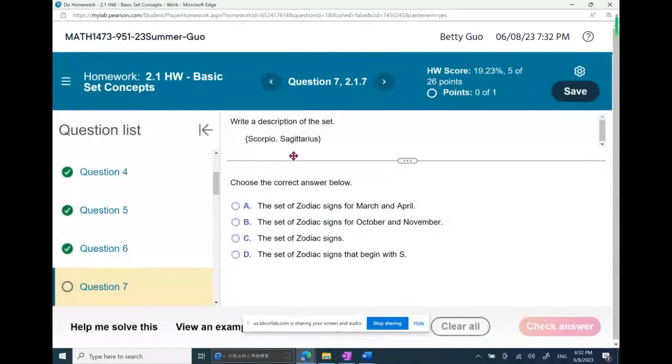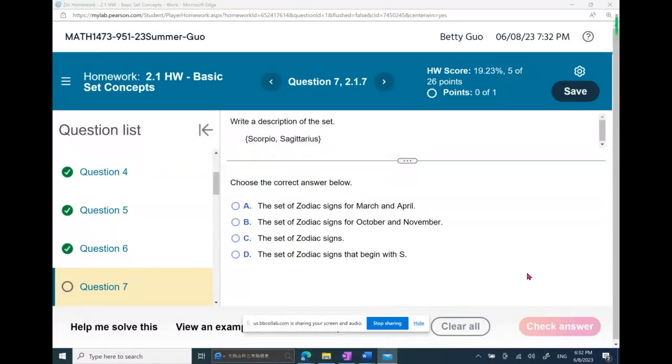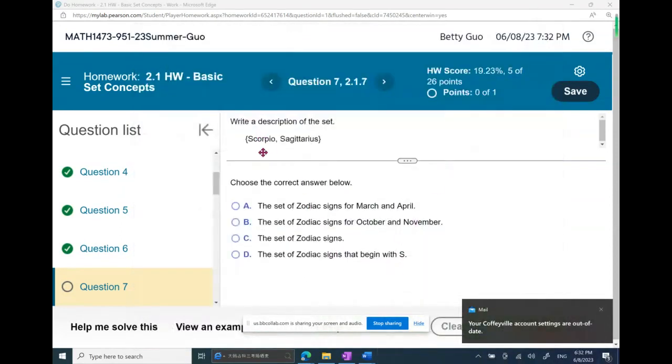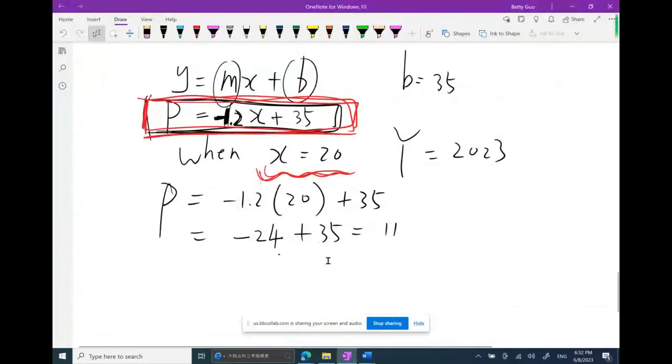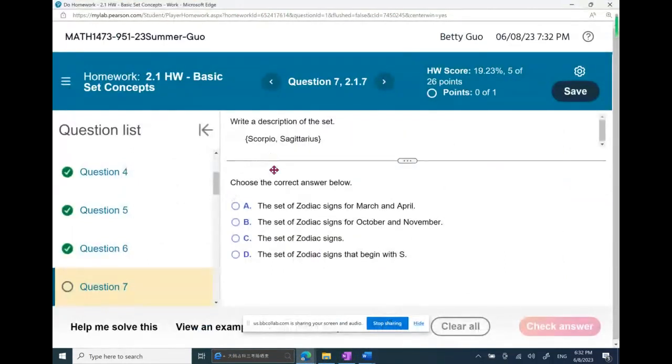So next, Scorpio. I don't even know how to pronounce that. Write a description of the set. The set of zodiac signs. You guys help me. Otherwise, I have to Google. So is this for March and this is for April? I think one is October and I think Sagittarius is December. So that wouldn't be right. March is a Pisces, I think. Yeah.